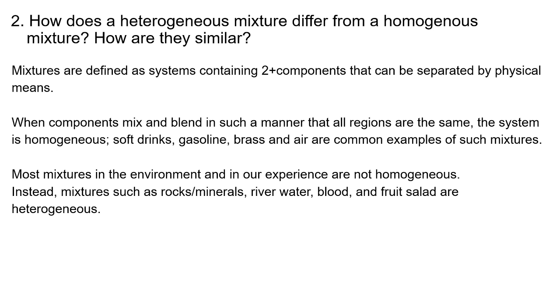Instead, mixtures such as rocks, minerals, river water, blood, fruit salad, pizza, etc., those are all heterogeneous. One way you can determine a homogeneous mixture from a heterogeneous mixture is if you take a sample of that mixture, like if you basically take a portion of it out, does it look the same as the greater mixture? If it does, you have one that's homogeneous. If it looks different, or the components are different, or it doesn't look even, then you have a heterogeneous mixture.